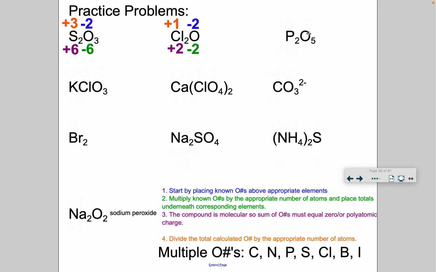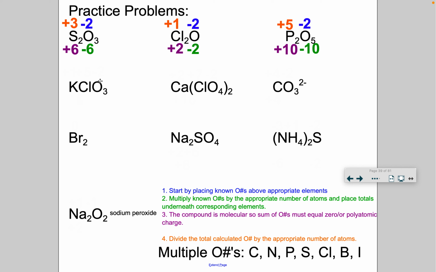P2O5. I see oxygen again. It's not a peroxide, it's not bonded to fluorine, so -2 times 5 is -10. So that means P2 also has to equal +10. But what's the charge of just 1 phosphorus? Well, I take 10 divided by 2, plus 5. So your answer is +5, -2.